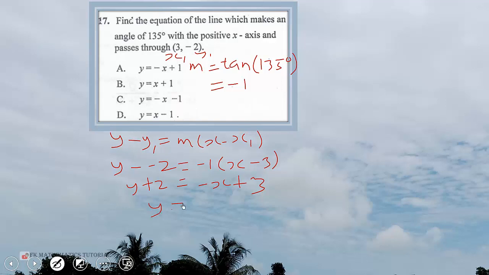So y will be equal to negative x plus 3 minus 2, which is 1. So y equals negative x plus 1. So option A will be correct.